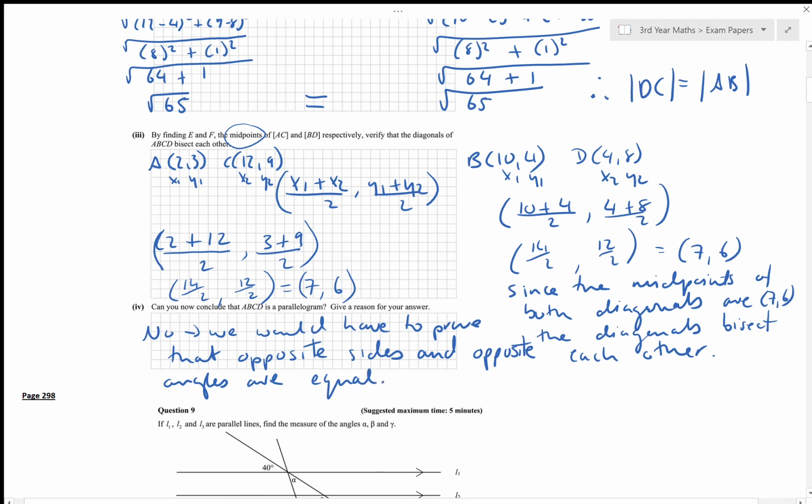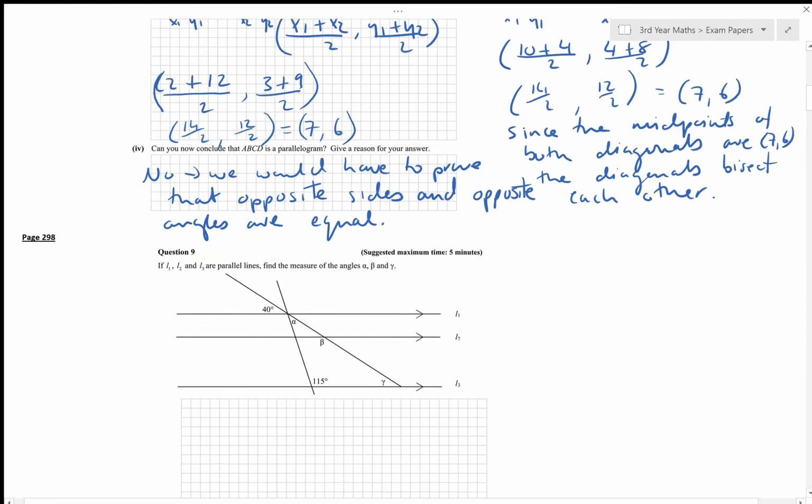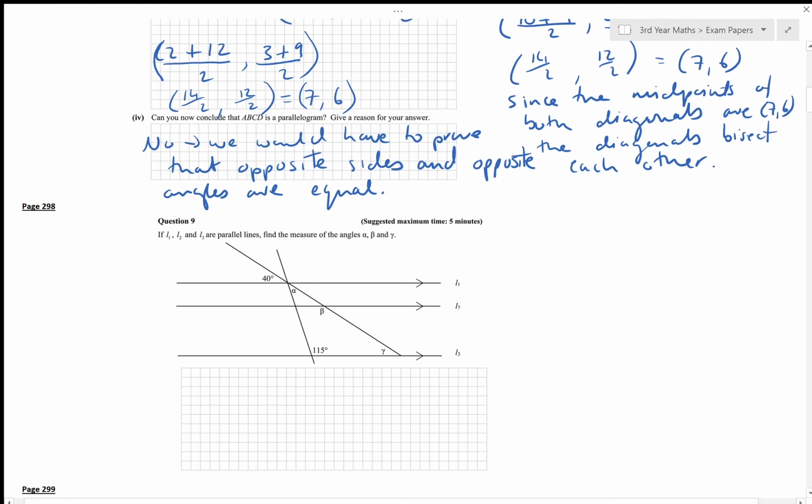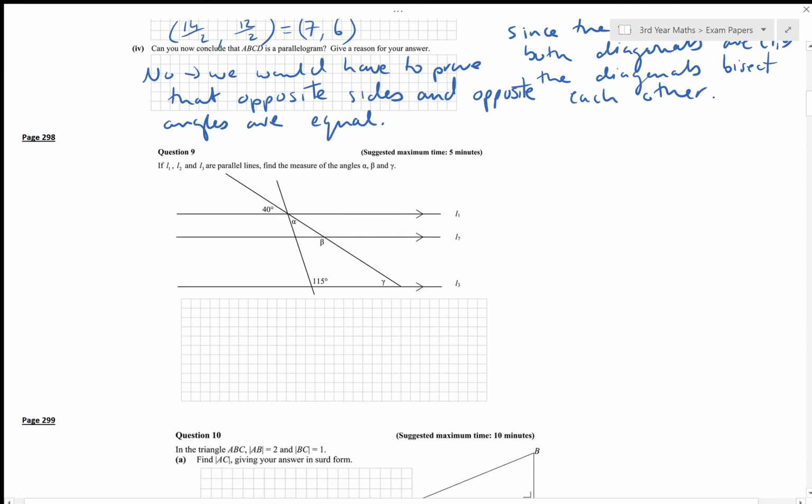Okay, now the next question I asked you to do was page 298. The question here says, if line 1, line 2, and line 3 are parallel lines, find the measure of the angles. There are several ways you can find the angles. Probably the easiest way of starting, I'm not going to spend too much time on this question, but you can start and say that this angle here is 40 degrees.